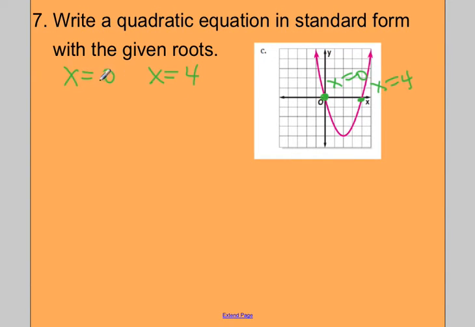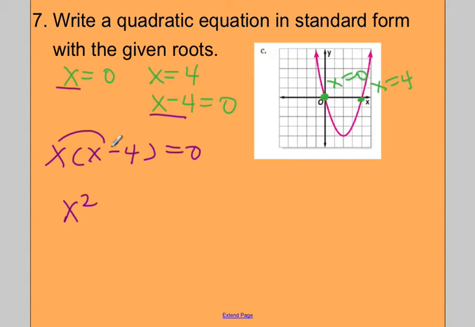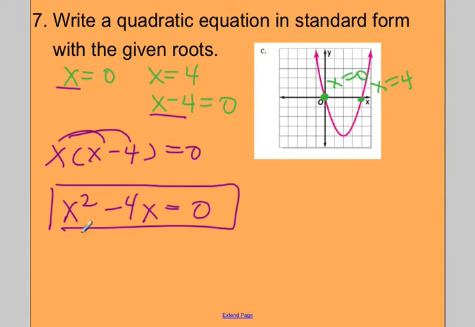Okay, this one's already set equal to 0. So I'm going to go ahead and just leave it as is. This one I need to get set equal to 0. I would subtract 4, so x minus 4 is equal to 0. Now that they're both set equal to 0, I take x times x minus 4 equals 0, and I just distribute. x squared minus 4x is equal to 0. So this was my original quadratic.